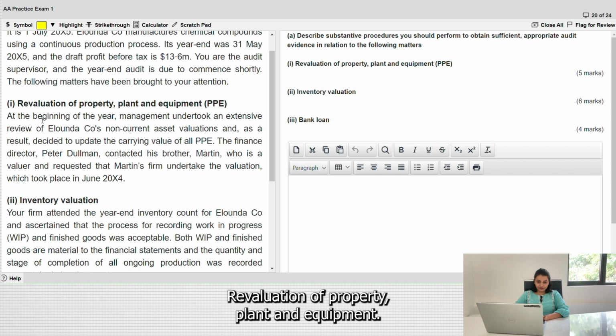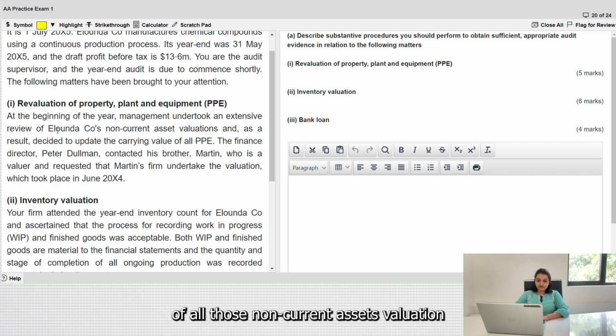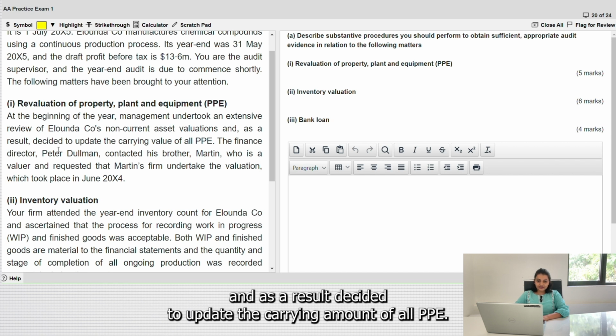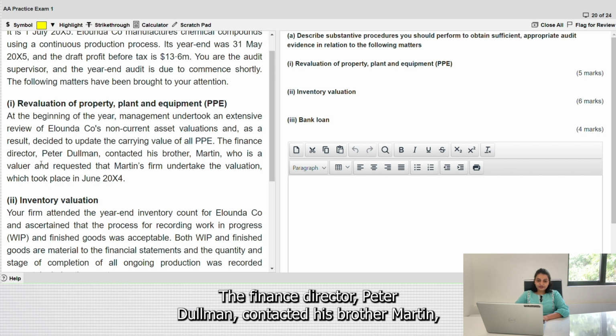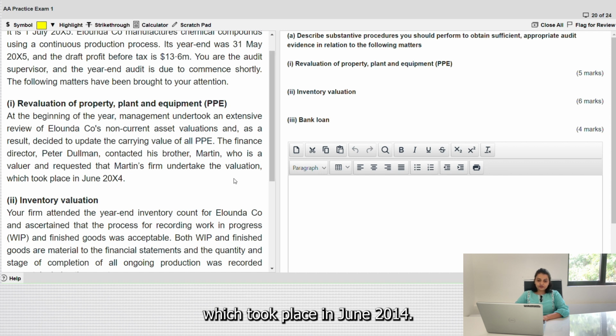Revaluation of property, plant and equipment. At the beginning of the year, management undertook an extensive review of Eldamore's non-current assets valuation and as a result decided to update the carrying amount of all PPE. The finance director Peter Dullman contacted his brother Martin, who is a valuer, and requested that Martin's firm undertake the valuation, which took place in June 2014. But there's a twist here.